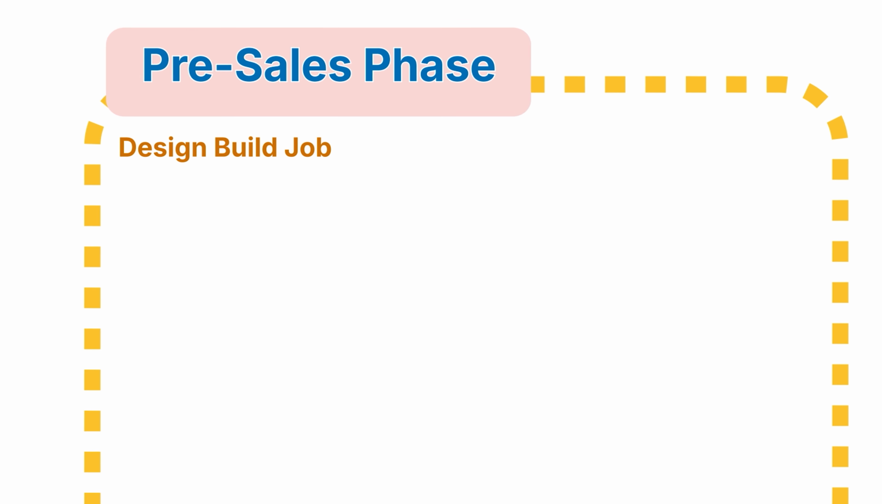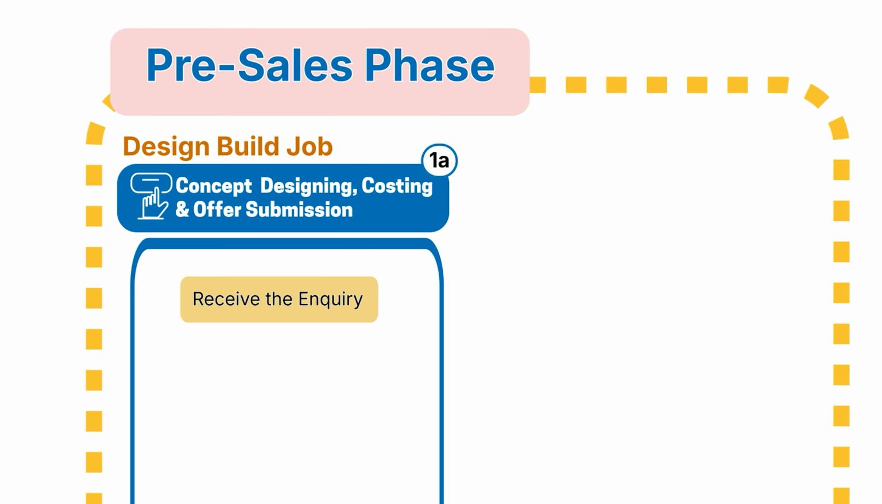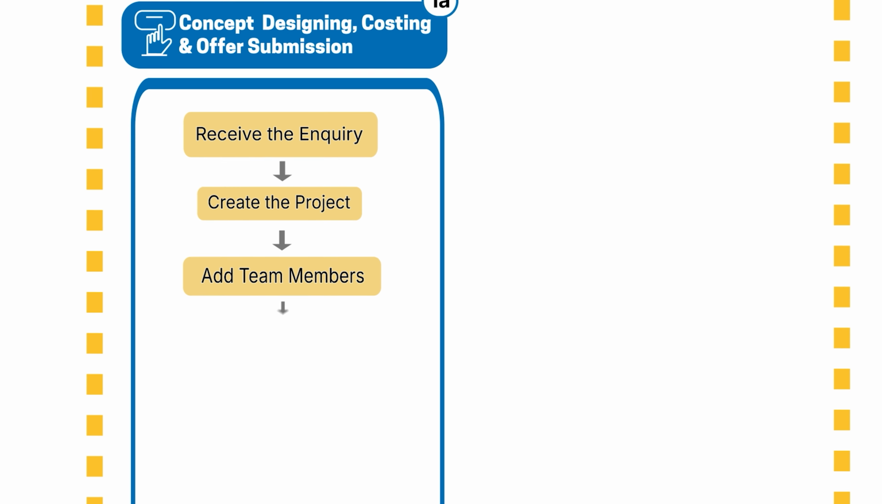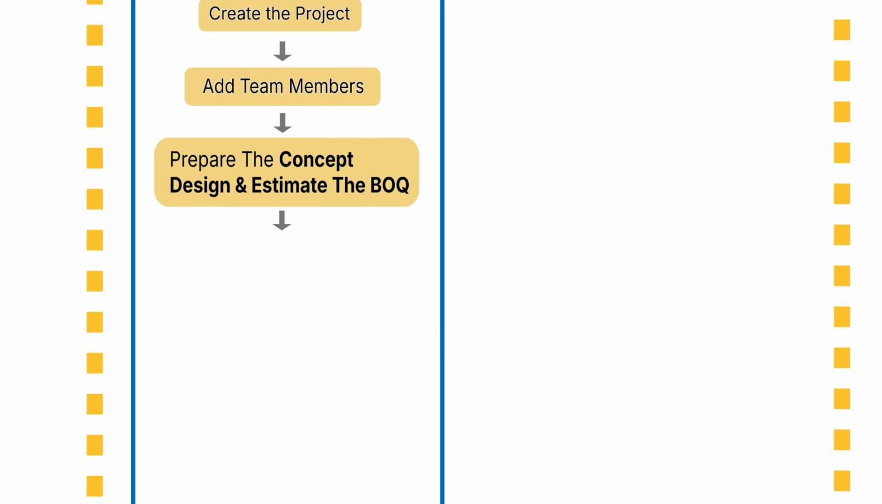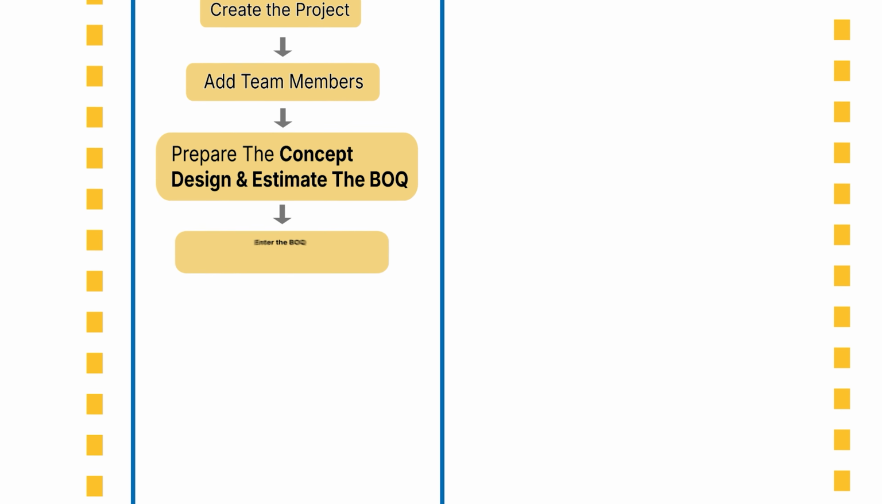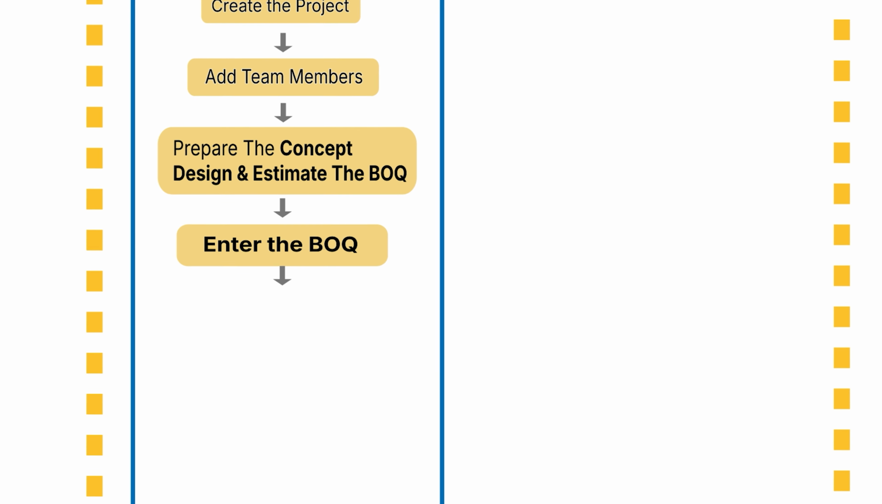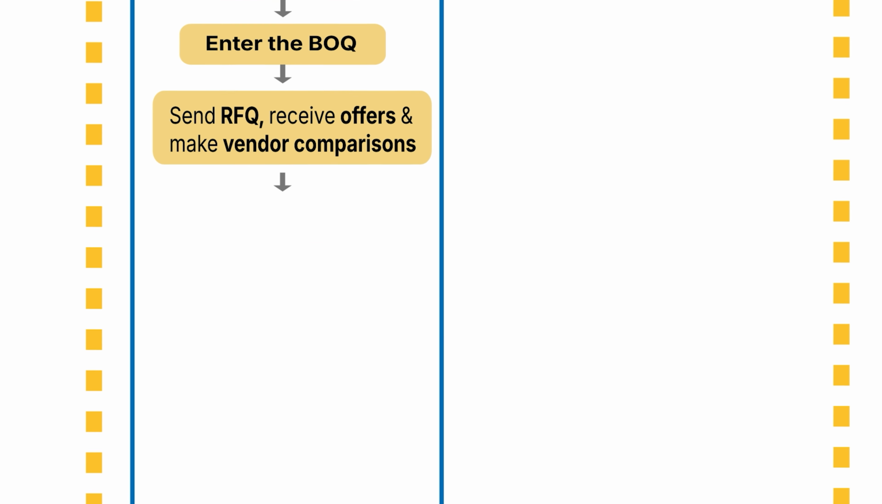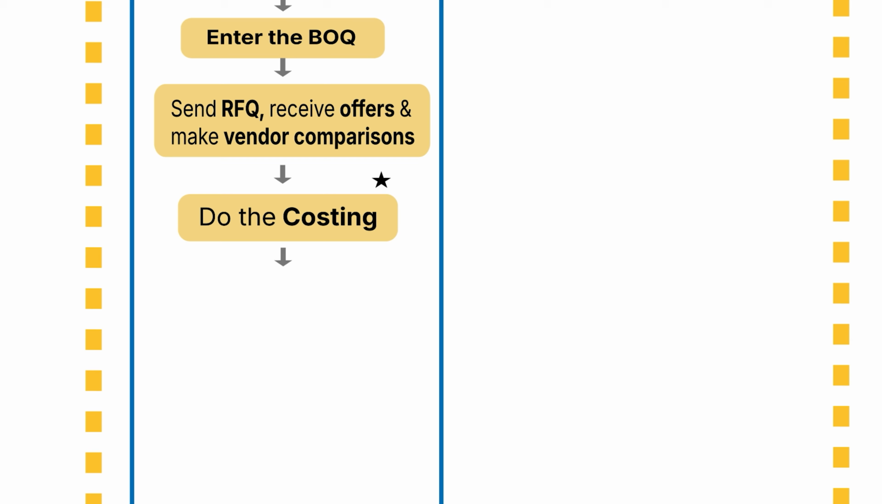In the pre-sales stage for design-build projects, where a BOQ is not available upfront, we begin with concept design and estimation. We add the project, add team members, and develop the design. Based on this, quantities are derived. A BOQ is created internally. We send RFQs, receive offers, and make vendor comparisons. This helps us cost accurately.